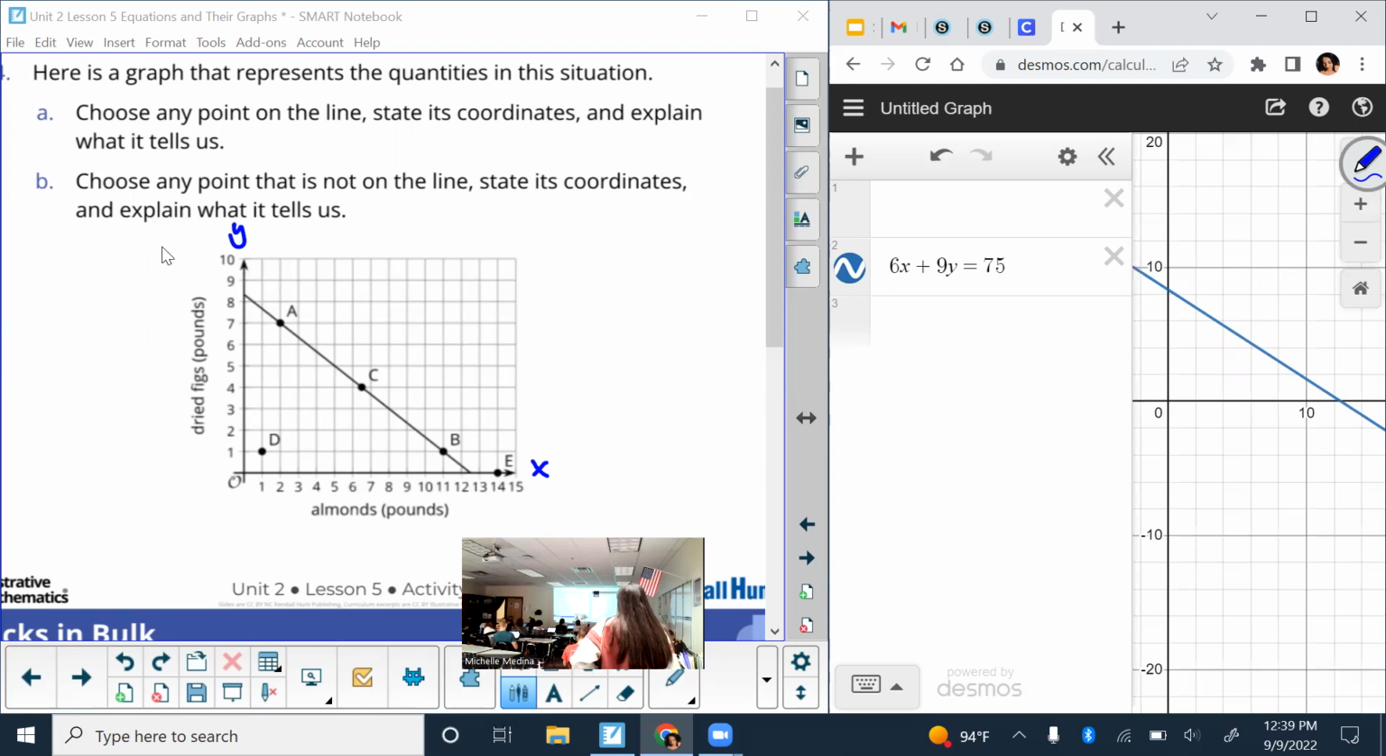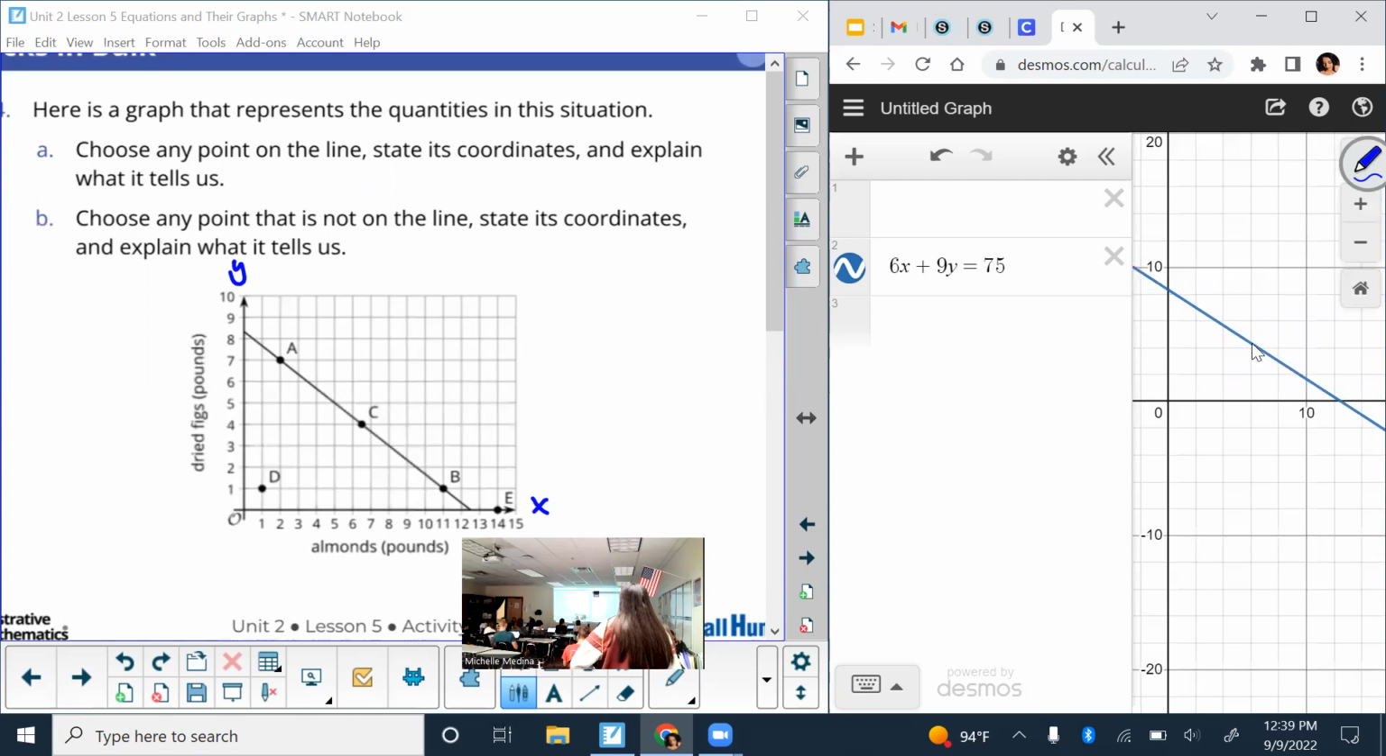All right, but graphs, once you know how to make the equation and put it into Desmos, can be super helpful. They can tell you solutions. So tell me some points, like coordinates. What do coordinates look like? So let's follow these instructions then. Choose any point on the line. Someone tell me a point that is on the line.